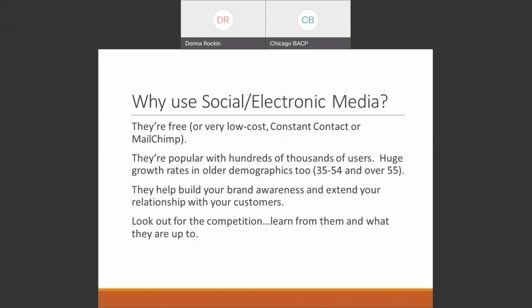Why use social media? They're free or low cost. Constant Contact, I think, lets you have a free account if you have less than 40 users to start out with. They're popular and hundreds of thousands of people use them. Their growth rates, they're getting older and older. And remember, don't poo-poo older people. They have a lot of disposable income. They help you build your brand awareness very affordably. And you can look out for the competition and sign up to get their messages.